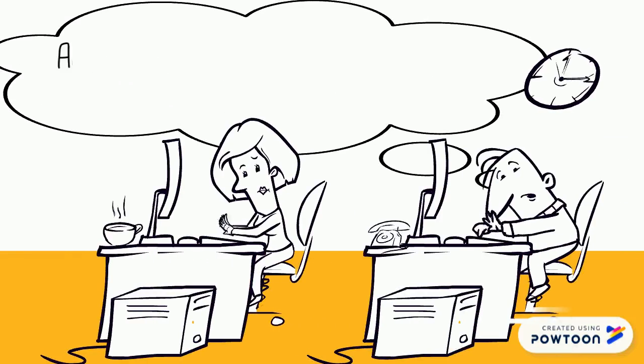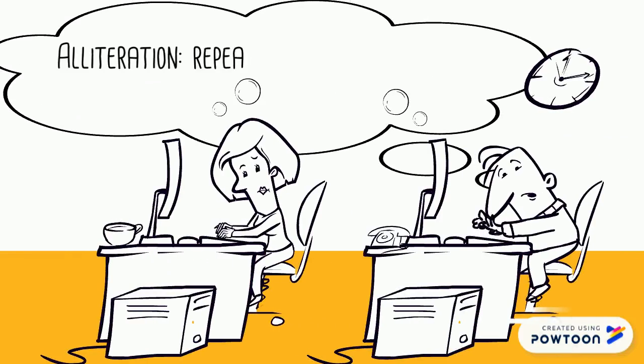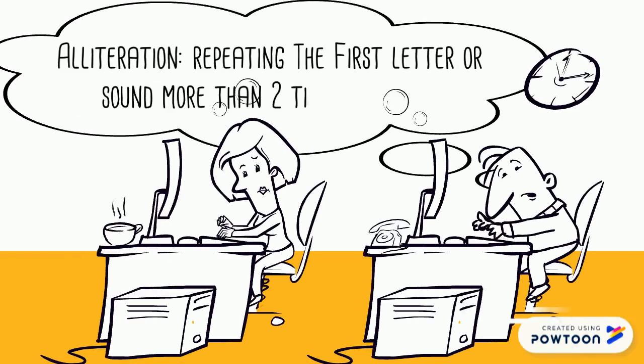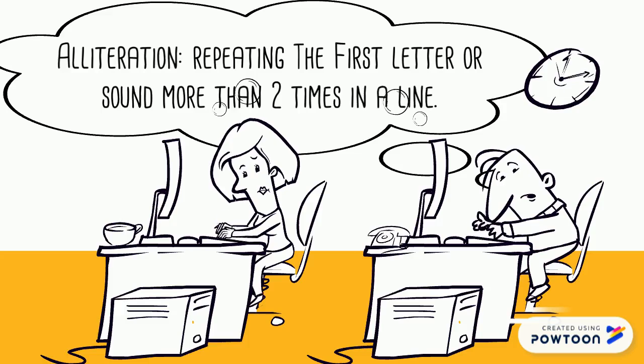The next technique that we are going to look at is alliteration, which is repeating the first letter or sound more than 2 times in a line. Copy this definition into your book now.